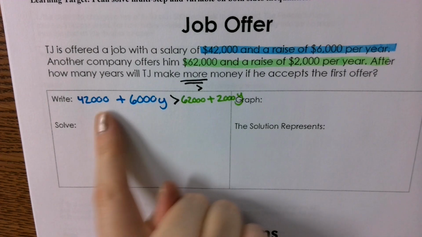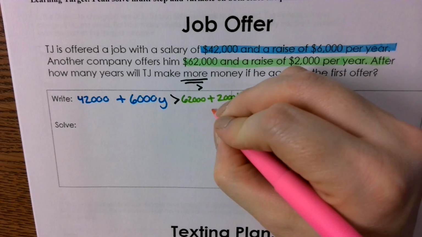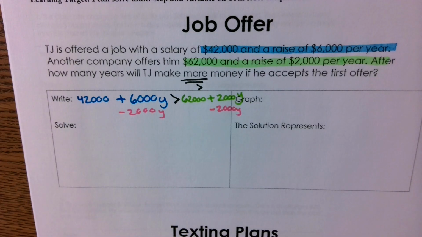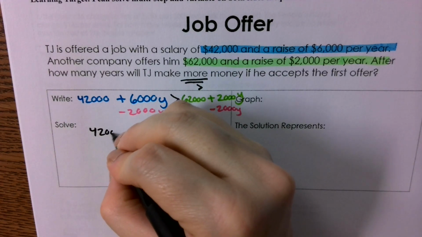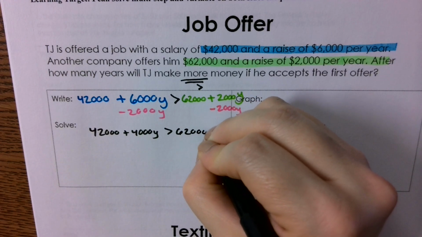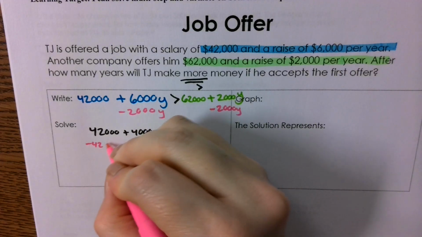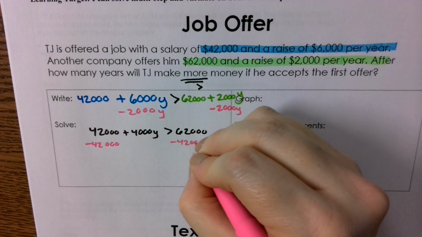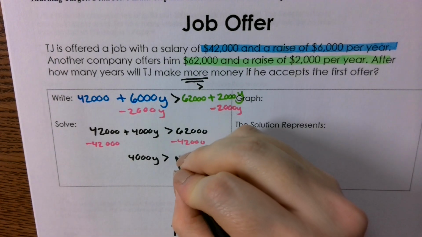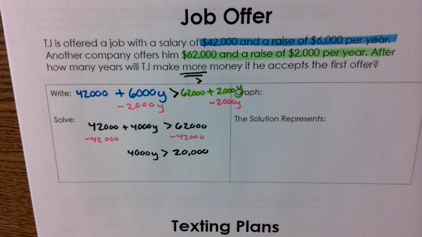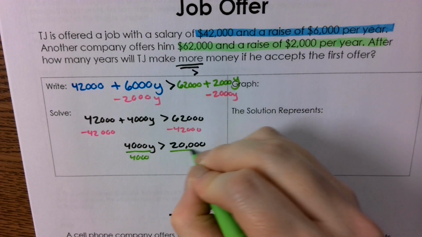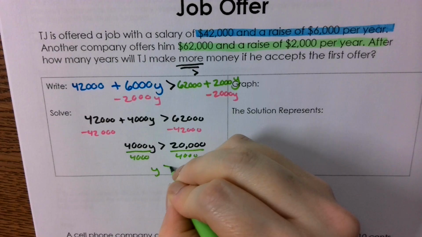Okay? All right. Taking a look here, the first thing we would do is subtract our y's. So we're going to subtract 2,000y from both sides. That's going to give us 42,000 plus 4,000y is greater than 62,000. Then we would subtract 42,000. That's going to give you 4,000y is greater than 20,000. So then you would divide both sides by 4,000, and you're going to get that y is greater than 5.